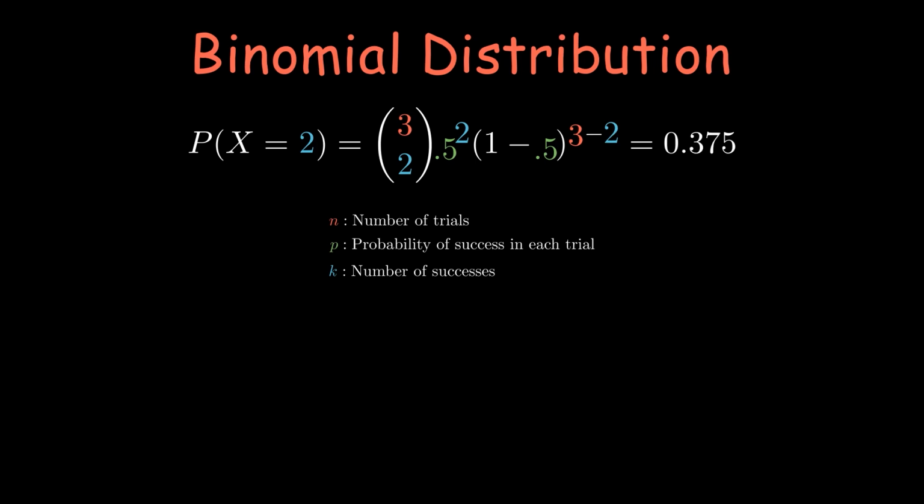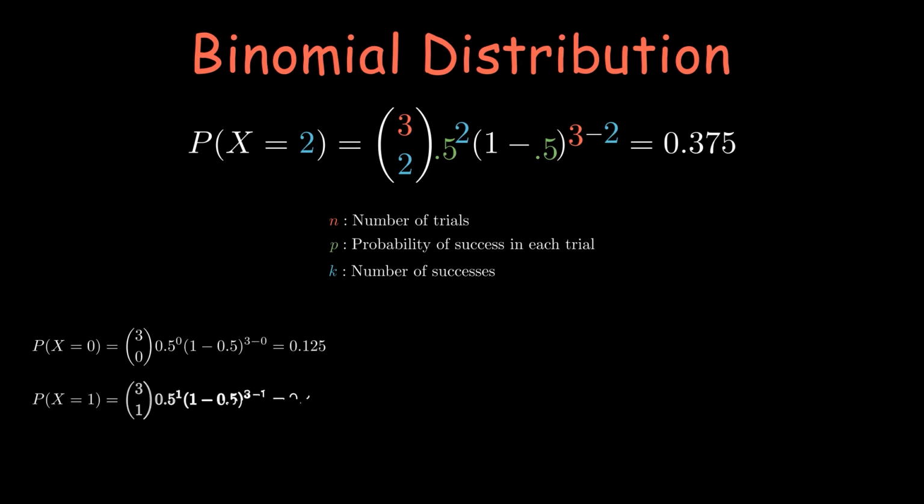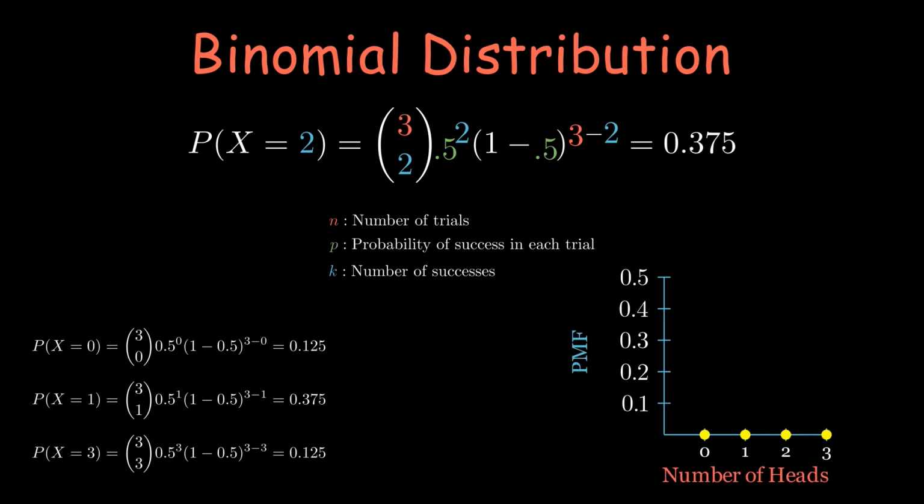Similarly, we can calculate the probability of getting 0, 1, or 3 heads using the binomial distribution formula. After calculating the probabilities, we can plot the probability mass function of different outcomes like this. This distribution is called the binomial distribution. I hope you understood the concept of binomial distribution.